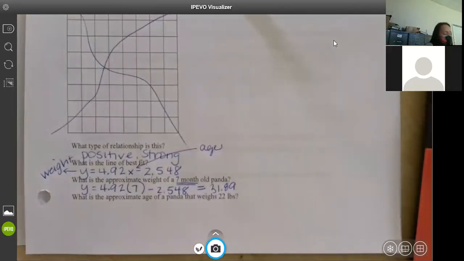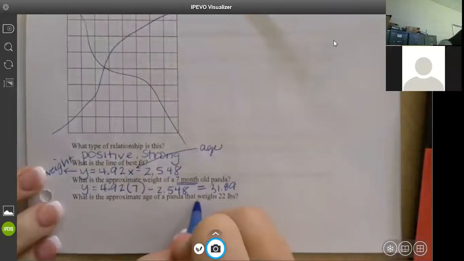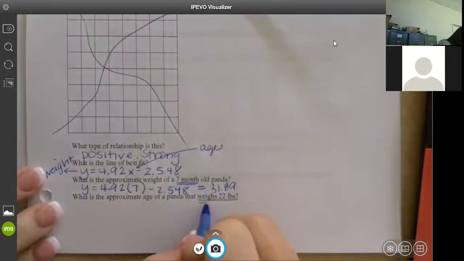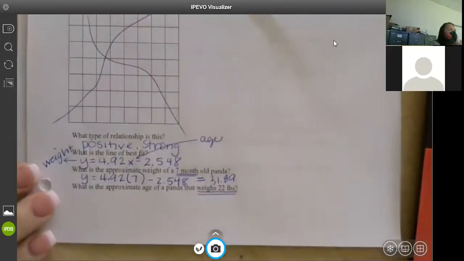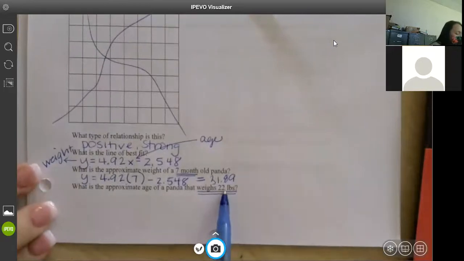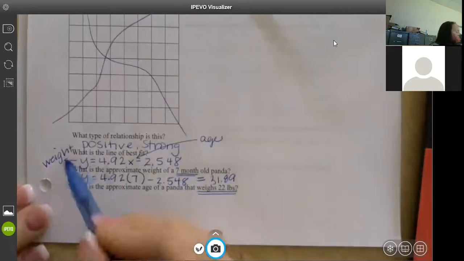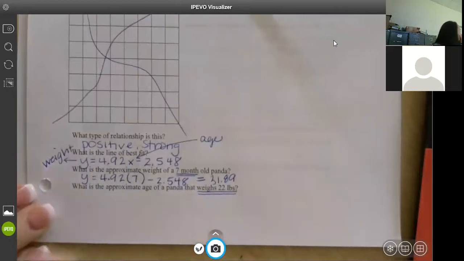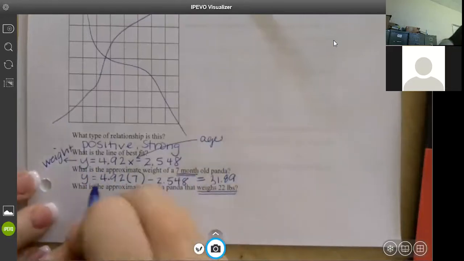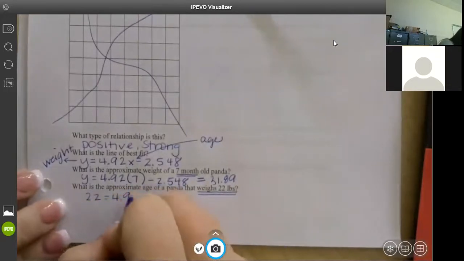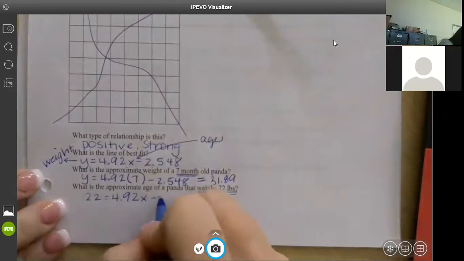All right, so this one's going to be a little different because this one says what's the approximate age if it weighs 22. So where is that 22 going to go in my equation? In the weight, in the Y. So we're going to start this equation all the way over, okay? So we're going to do 22 where Y is. And then we're going to keep the X.